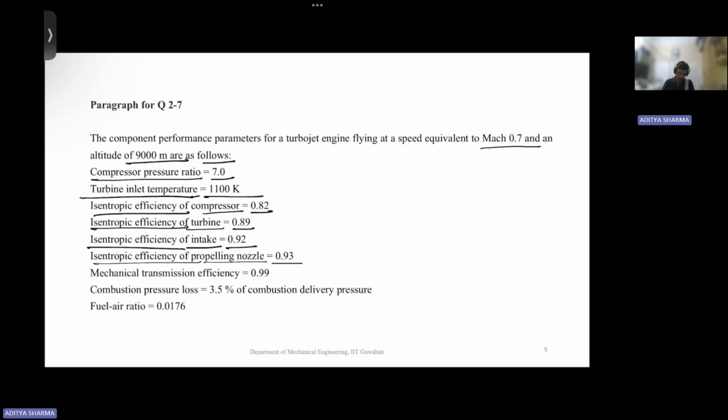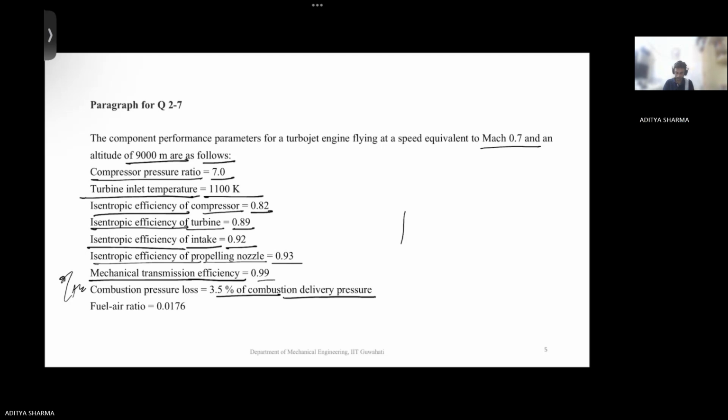Then transmission efficiency, that we are saying beta TR, is 0.99. Then combustion pressure loss is 2.5% of the combustion delivery pressure. So we have seen this.